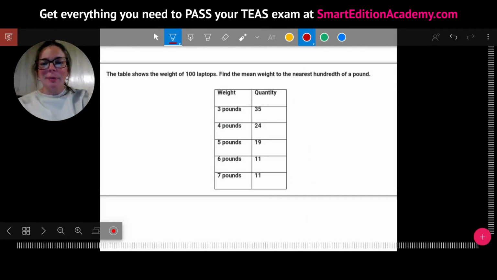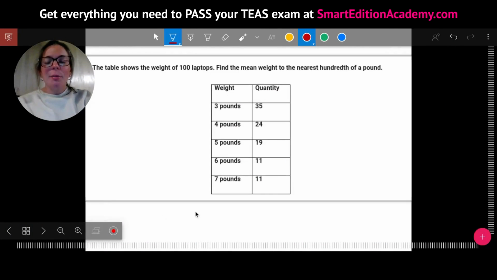Let's try this one. The table shows the weight of 100 laptops. Find the mean weight to the nearest hundredth of a pound. So I've got 100 laptops here. We need to find the mean weight. So again, mean is just average. So I'm going to add all these up and divide by the number of pieces of data.